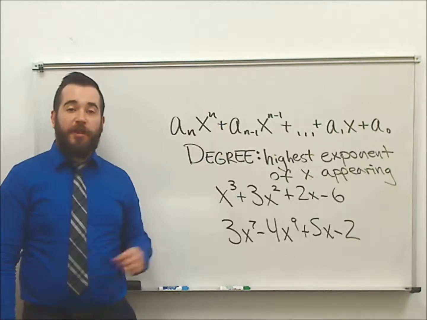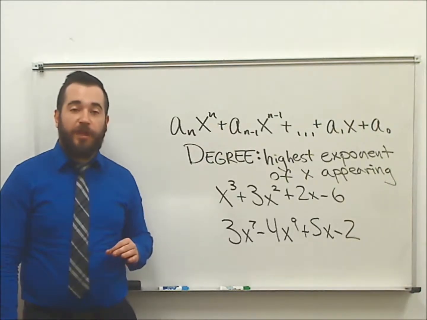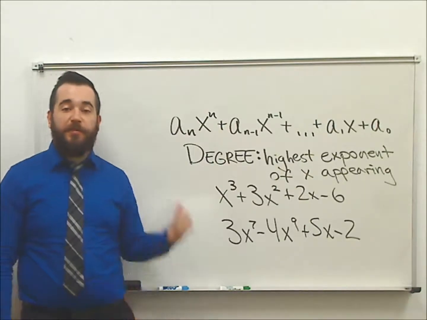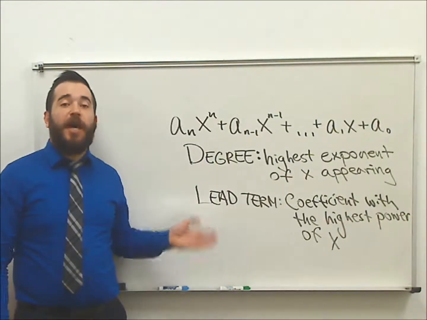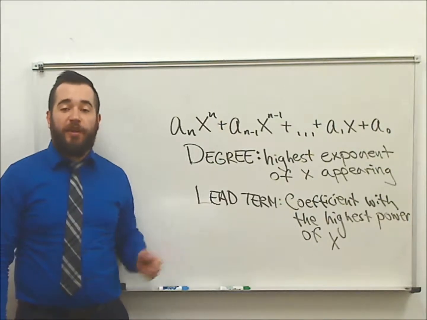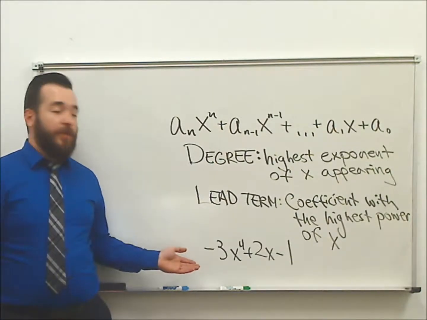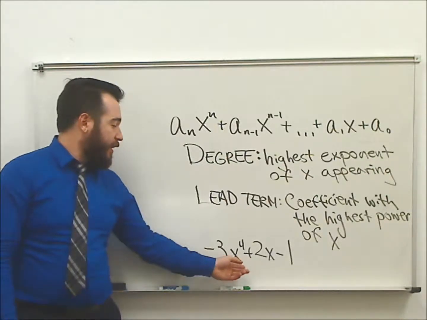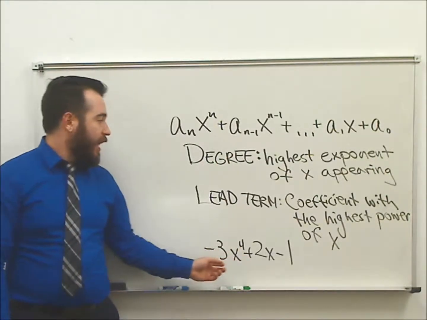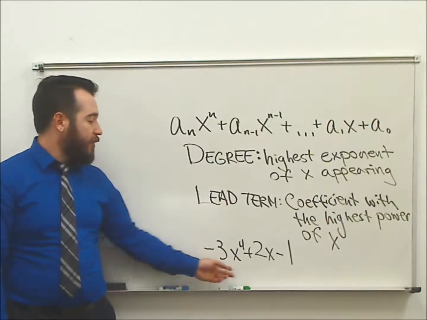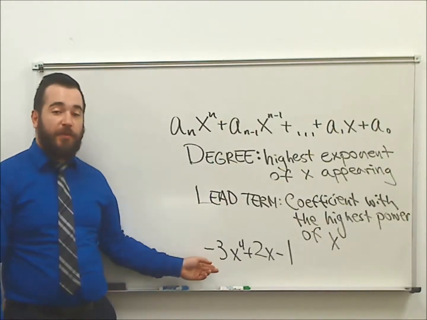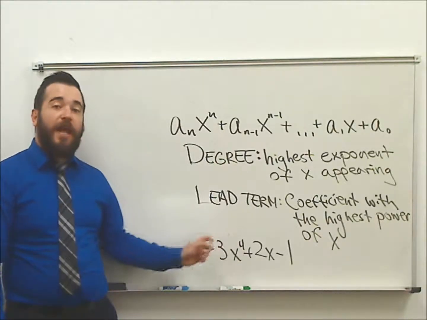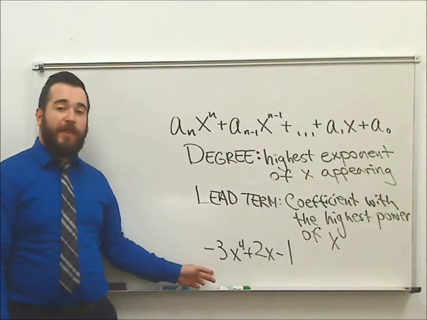The other thing that influences what a polynomial looks like on a graph is its lead term. And its lead term is the coefficient that appears with the highest power of x. So for example, for the polynomial negative 3x to the fourth plus 2x minus 1, the highest power of x we have is 4, and the coefficient that appears with the highest power of x is negative 3. So this polynomial has a degree of 4 and has a leading term of negative 3.